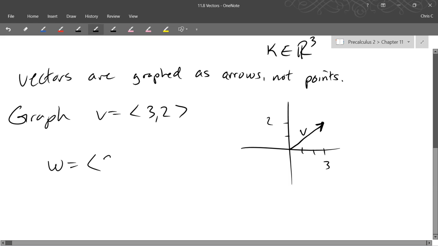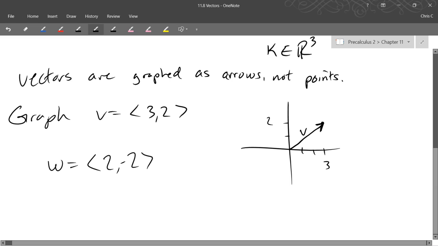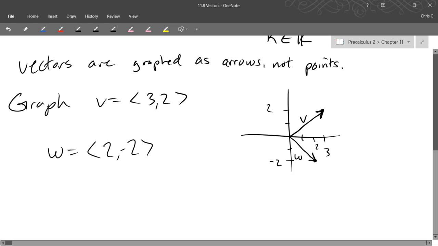Second vector w, 2, negative 2. So I want you to graph w right now. What type of coordinates are we using here? We're going rectangular. So we got x's and y's basically. What coordinates do you think we're going to be using soon? Polar. And everything is going to be the same when we switch over. So the process of changing coordinates is not going to change at all. Just the way we write things are going to change. So it's a question of notation, really.